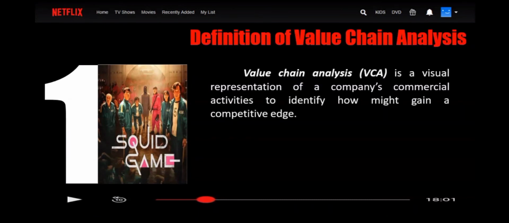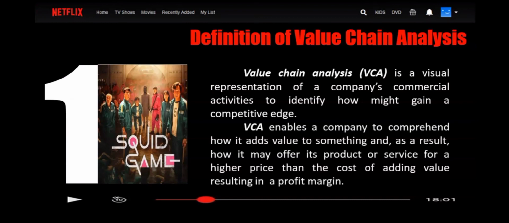So, what is value chain analysis? A value chain analysis is a visual representation of a company's commercial activities to identify how it might gain a competitive edge. So, what do you mean by competitive edge? So, competitive edge means your advantage over your enemies or rivals, like some companies, for example.